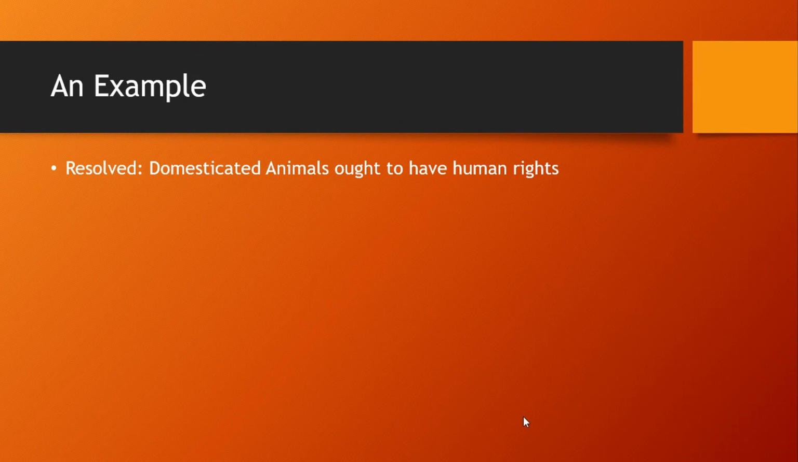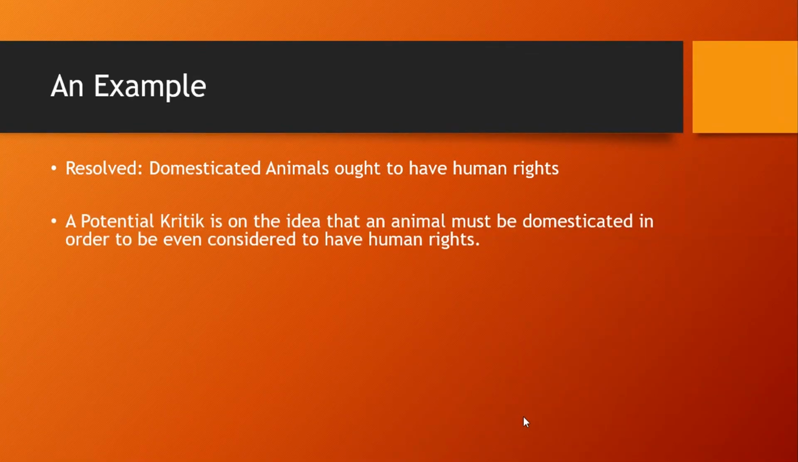So here's an example of what a critique would be. Resolved: domesticated animals ought to have human rights. A potential critique is the idea that an animal must be domesticated in order to even be considered to have human rights. An animal is still an animal. A dog is still a dog, whether it's a stray dog or a wild dog. The fact that it's domesticated should not be any sort of constraining idea on whether or not they should be considered to have human rights.